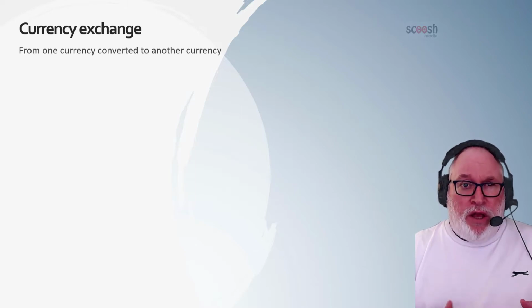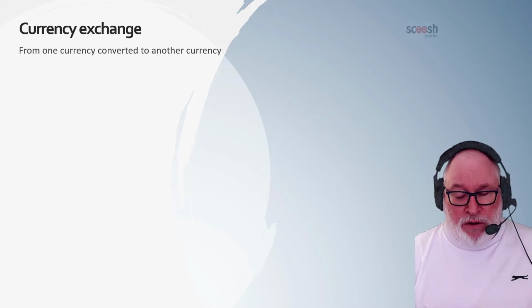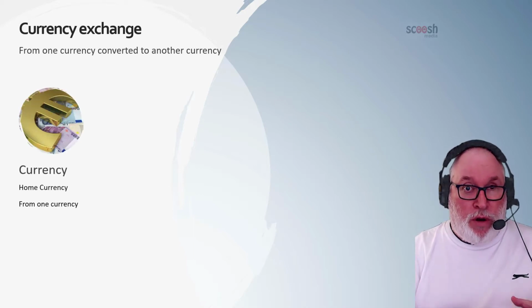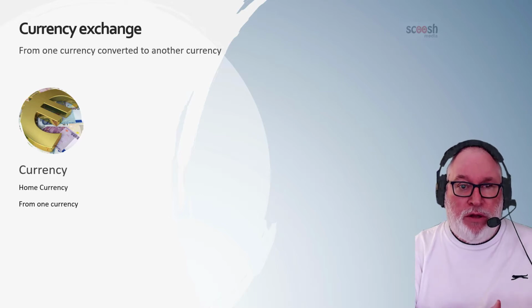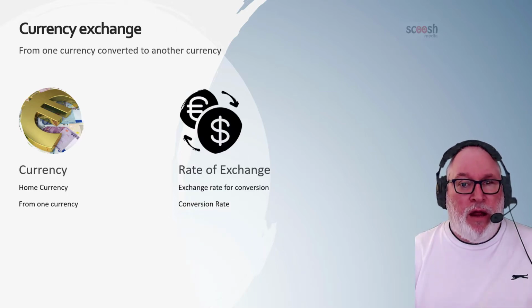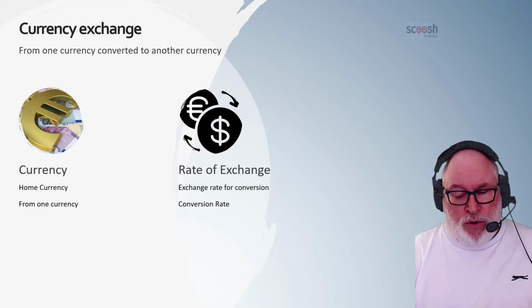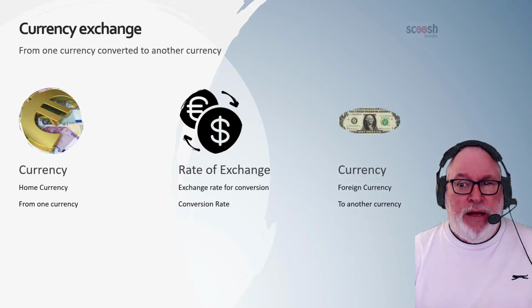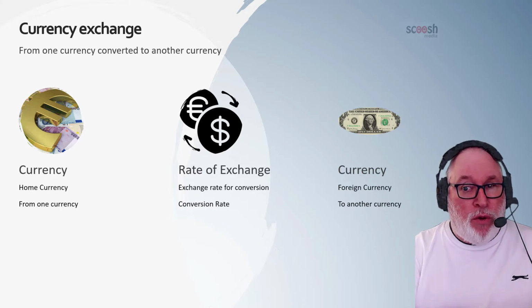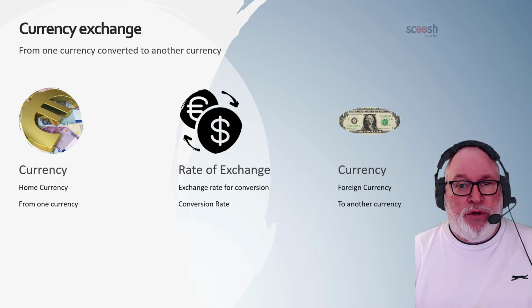So, looking at currency exchange from one currency, converting it into another currency. We start with your home currency, your base currency that you've got. You then have a look to see the exchange rate for the currency you want to convert it into. You then do your calculation and you then know how much of the foreign currency, or the currency that you want to actually change to. So it's from one currency to the other using the rate of exchange, and shop around.